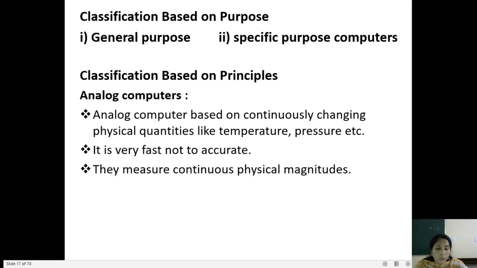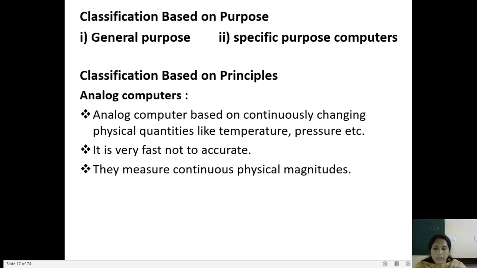Or, for example, if you want to check the pressure of your tire, you go to a petrol bunk, you check the pressure, and you adjust your tire pressure to normal. That type of device is only showing the measurement. And when you come to the analog computer, one of the best examples is the ECG checking machine, where you can see that, based on analog signals, it measures our heart rate, whether it is working properly or not.